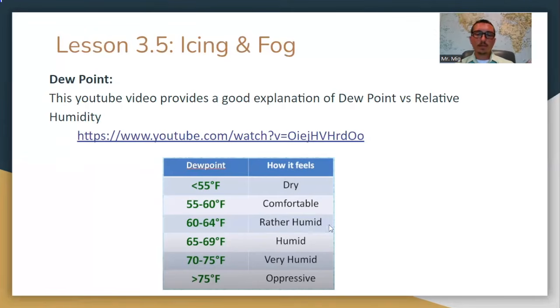So let's say, for example, if you have a dew point of 75 degrees, even if the relative humidity is only like 50% or whatever, it's going to feel really, really humid. Oppressively humid is what they say here. Whereas if the dew point's less than 55 degrees, even if it's 100% humidity, it's actually going to feel kind of dry. So the dew point is actually better to go by for how humid it's going to feel than the relative humidity percentage that you see.